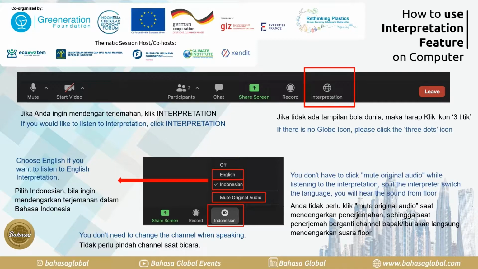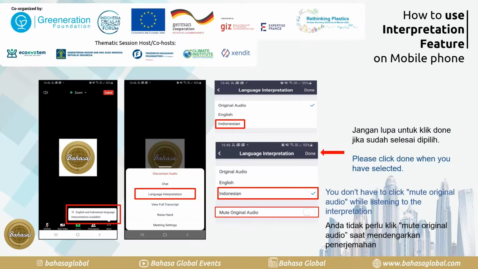Ladies and gentlemen, if you're accessing the webinar using a laptop or a computer, on the bottom right of your screen, there's a globe icon that says interpretation. Please click and select the language that you wish to listen to, and we would like to recommend that you do not mute the original audio.